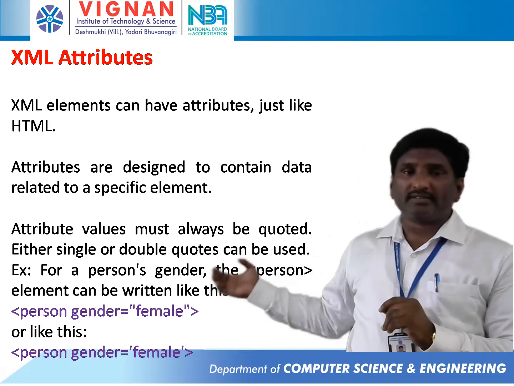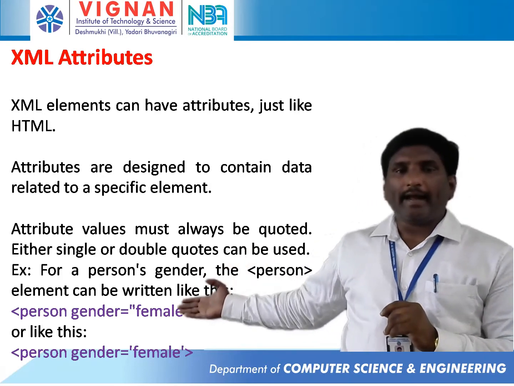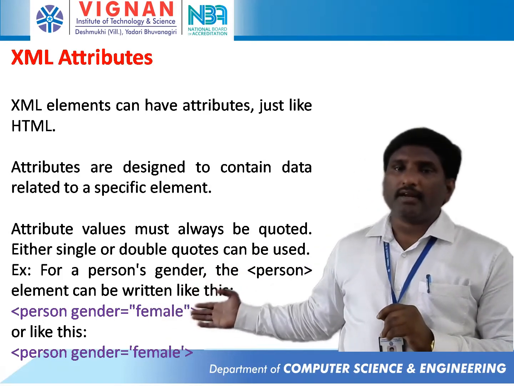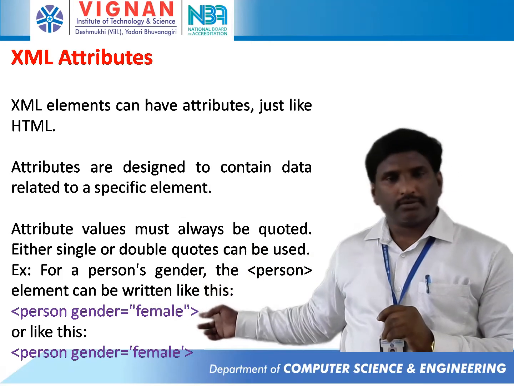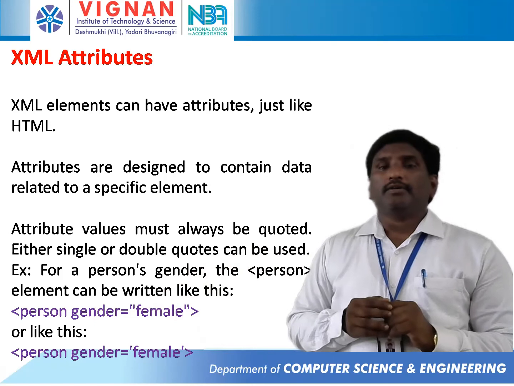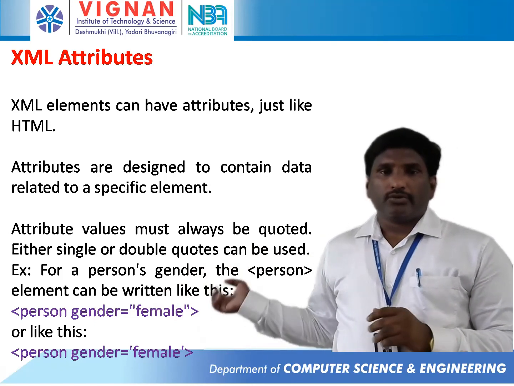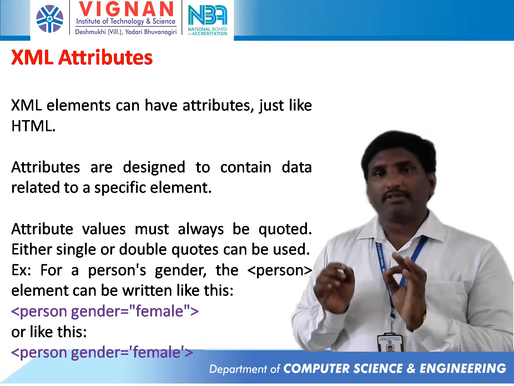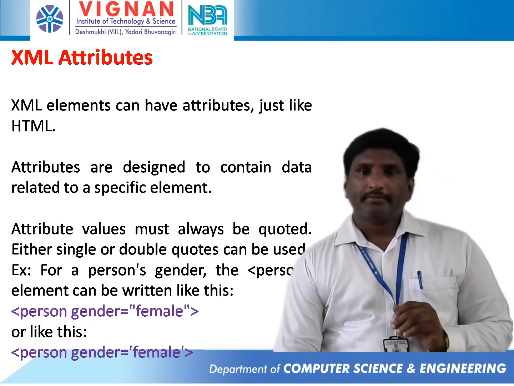In this scenario, person is the element, gender is the attribute for the person element, and the value of gender is female, which should be written in double quotes. This is valid, and this is also valid, with single quotes. So attribute values can be written within double quotes.